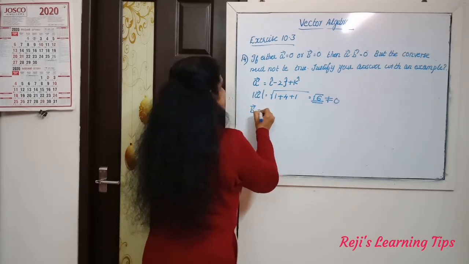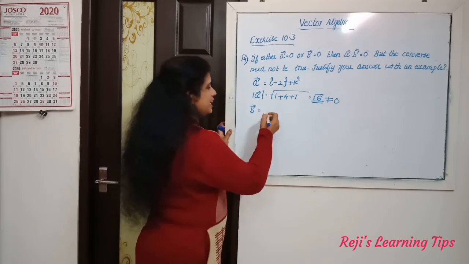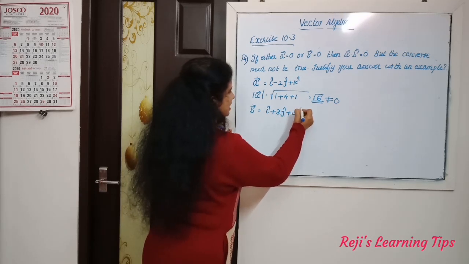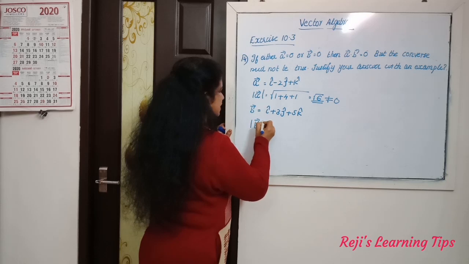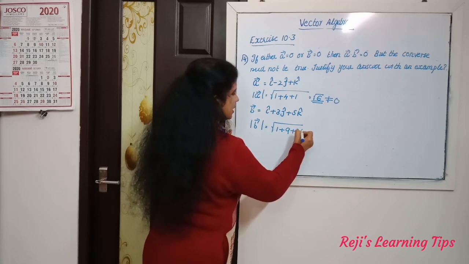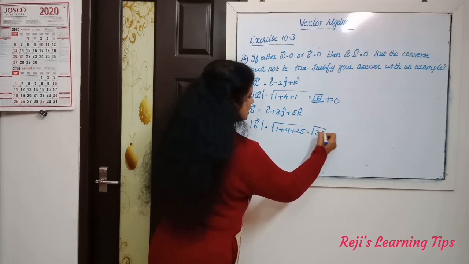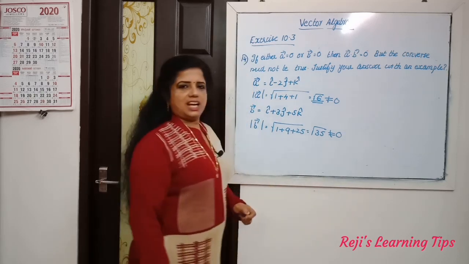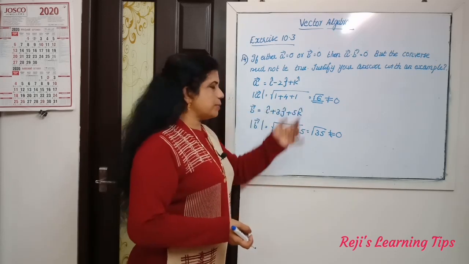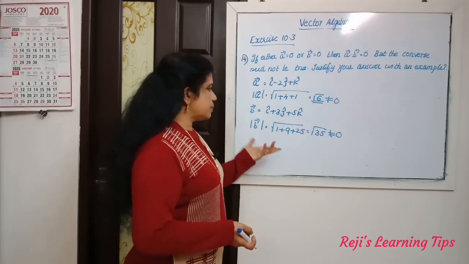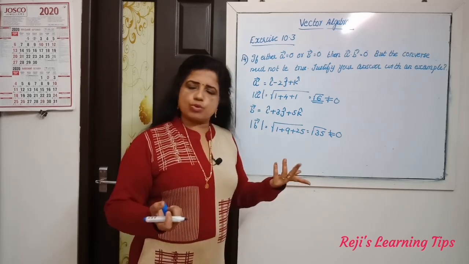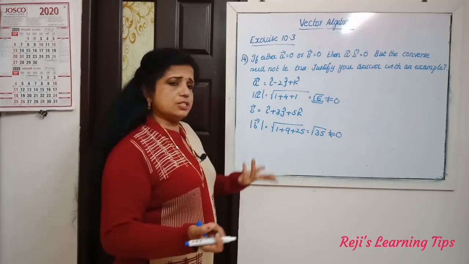Then vector b is equal to i plus 3j plus 5k. Then modulus of vector b is equal to root of 1 plus 9 plus 25, that is equal to root of 35, that is also not equal to 0. Understood? So vector a is i minus 2j plus k, modulus root 6, not equal to 0. Vector b is i plus 3j plus 5k, modulus root 35, also not equal to 0. Then we have to show that a dot b is equal to 0.